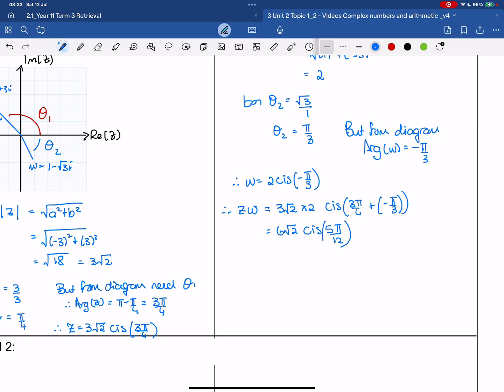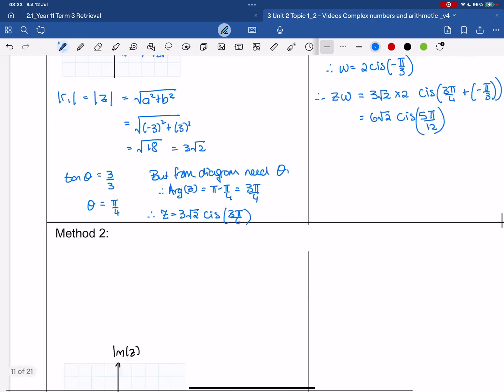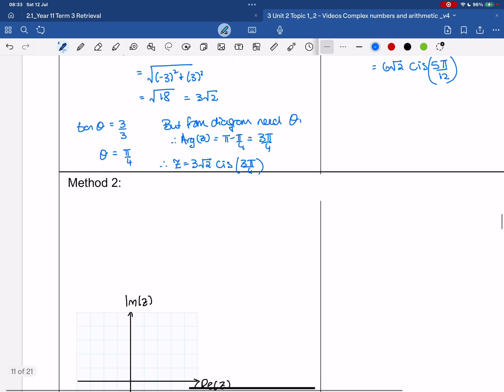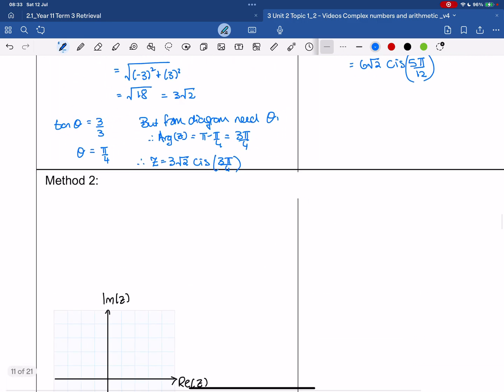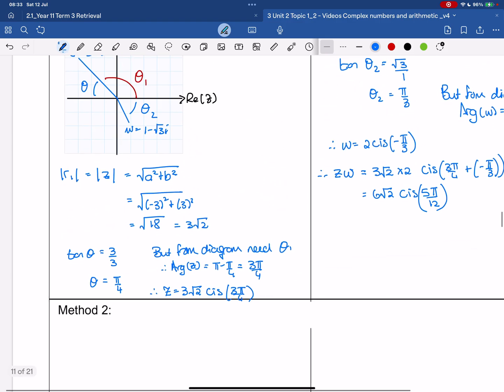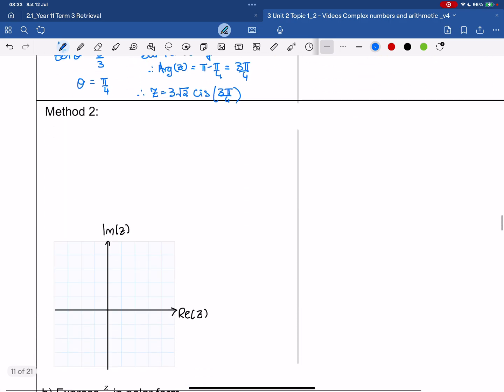And the last thing I need to do is confirm to myself that 5 pi on 12 is in my domain. Yes, it is. Therefore, Z times W is 6 root 2 cis 5 pi on 12. All right. My second method is to multiply everything separately and keep it in Cartesian form.